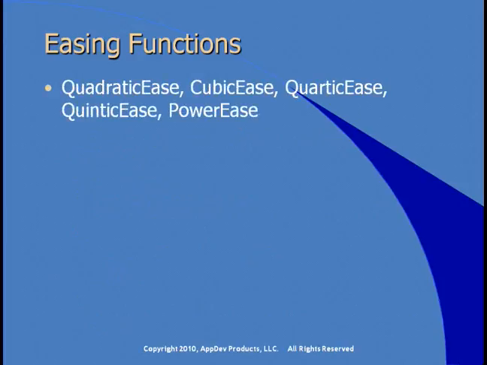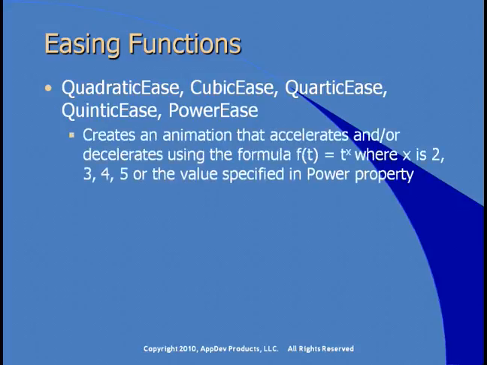We also have quadratic ease, cubic ease, quartic ease, quintic ease, who makes up these names, and power ease. Each of these creates an animation that accelerates and/or decelerates using the formula f(t) = t^x, where x is 2, 3, 4, or 5. That is, you can have a squared curve, a cubed curve, a fourth power curve, or even a fifth power curve. You have to go back to your math here. Remember, a quadratic curve goes up slowly, a third power curve goes up faster. By the time you get to t to the fifth power, things go from slow to fast very quickly.